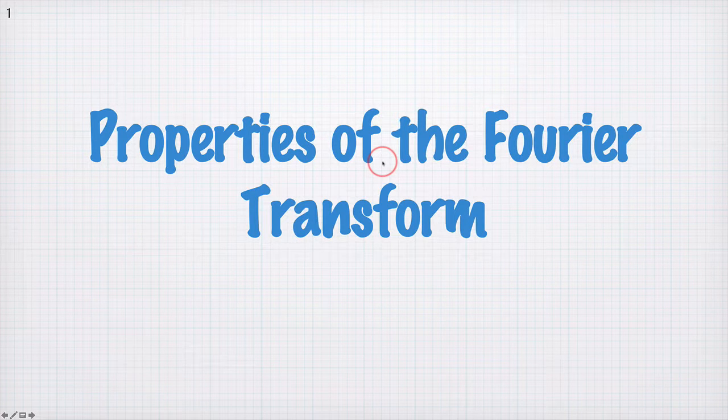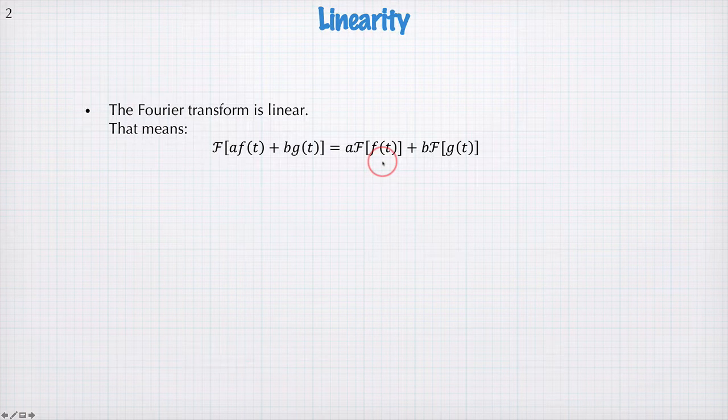I want to look now at some properties of the Fourier transform. These are properties that are really useful when you're computing with Fourier transforms, that help you simplify the calculations that you're doing with transformed functions. The first one is really simple. It's linearity. The Fourier transform is linear.